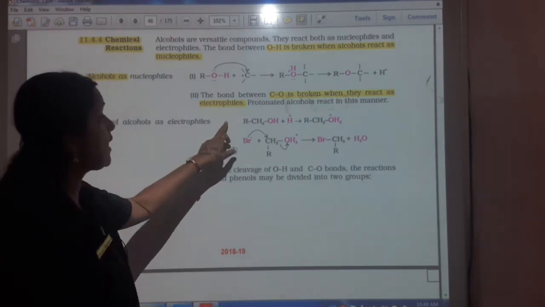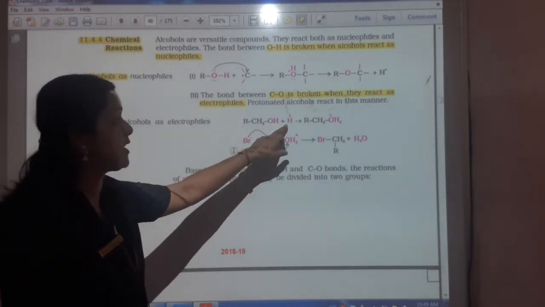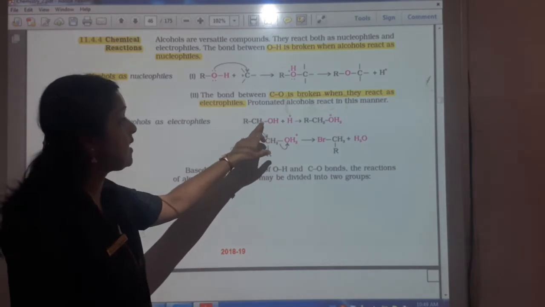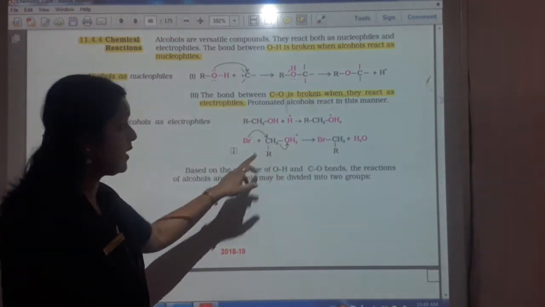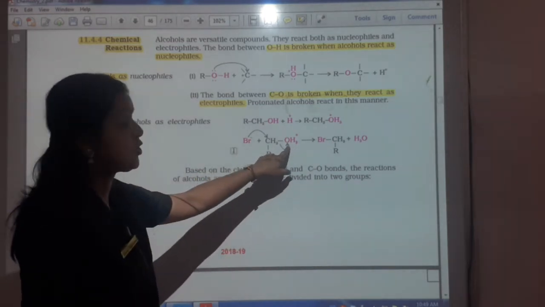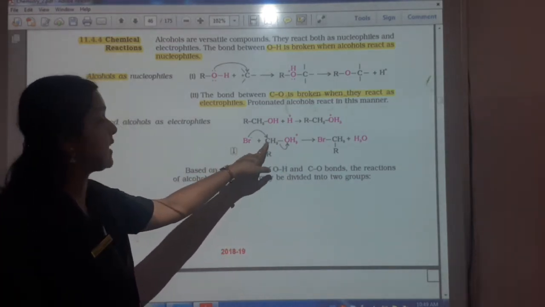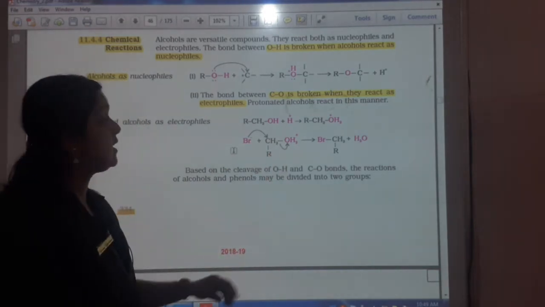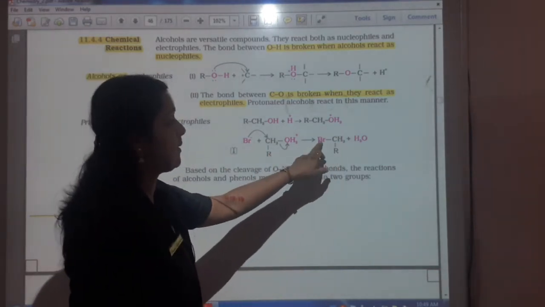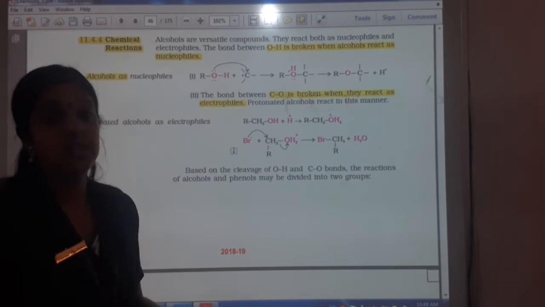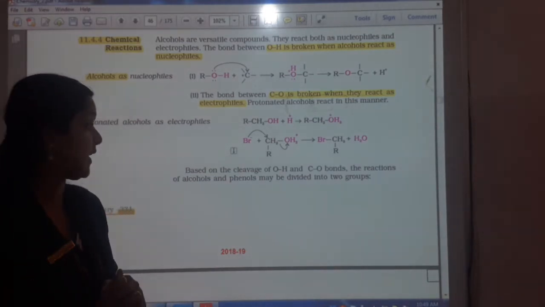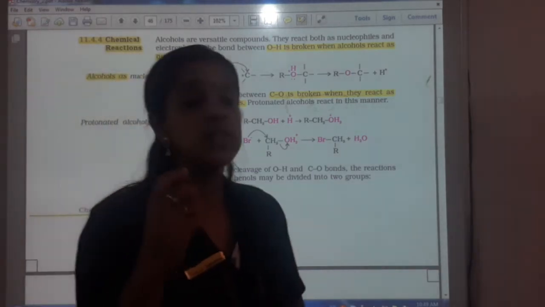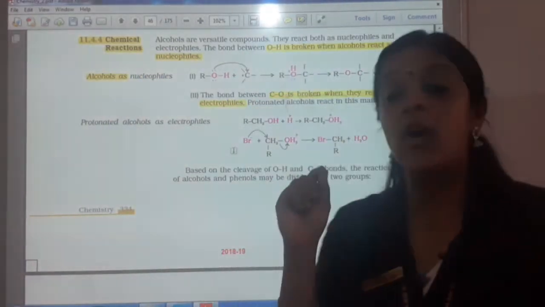Now how does it work? We know RCH2OH plus H plus. Now the CO bond should be broken. So when this attacks, you get RCH2OH2 plus, and when a nucleophile comes and attacks, this bond will be broken. So you get RCH2Br with removal of water. So that is how this alcohol will be acting as both electrophile and nucleophile. So based on this cleavage, we will be seeing how the reaction occurs.